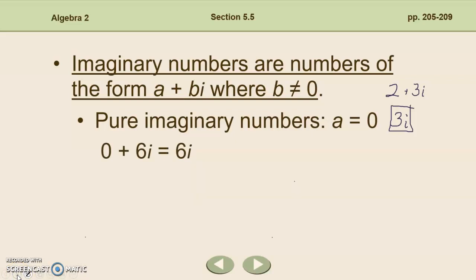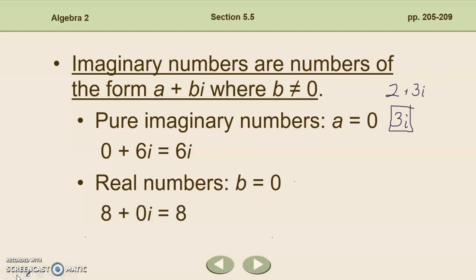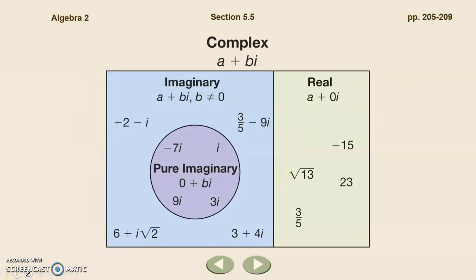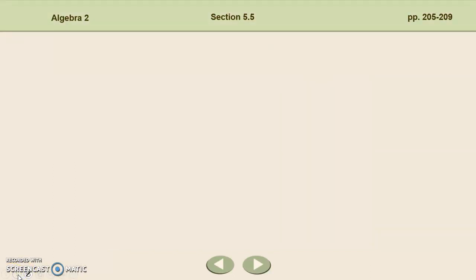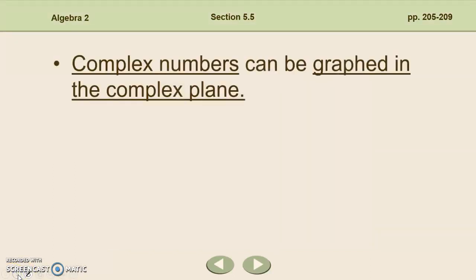So imaginary numbers are one type of complex number. The other type of complex number is the real numbers, and real numbers occur when b is equal to 0. So in our complex number 8 plus 0i, because i is being multiplied by 0, we're left with 8, which is a real number. So we've got two types of complex numbers, imaginary and real, and underneath imaginary, we have this pure imaginary number. All right, so we can identify now, hopefully, imaginary and real numbers, these complex numbers. Let's move on to graphing them, simplifying them, and doing some computation.